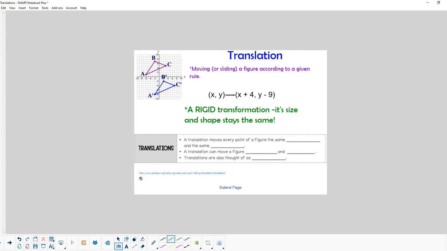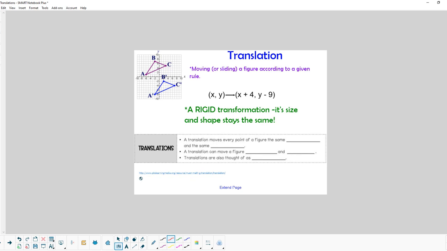Okay, a translation is when you move or slide a figure according to a given rule. So that's the upper middle part of our page. A rigid transformation's size and shape stay the same. So on most of ours, that's what will happen.